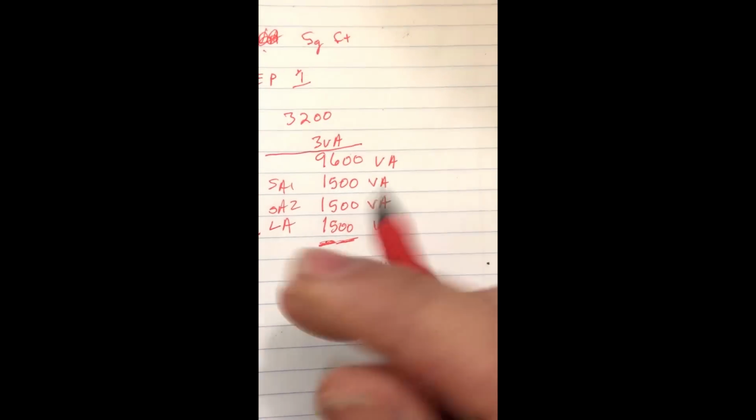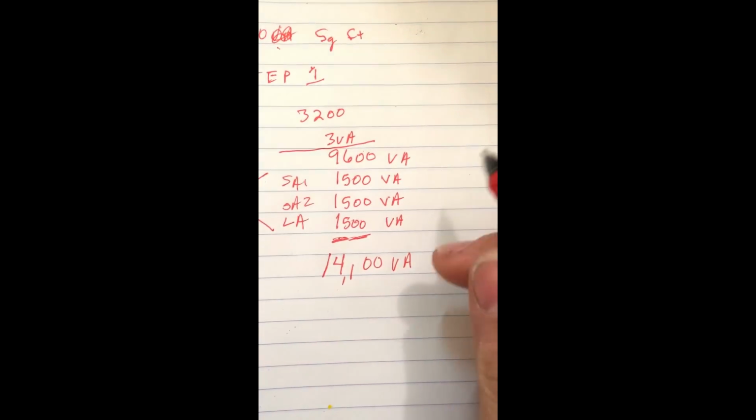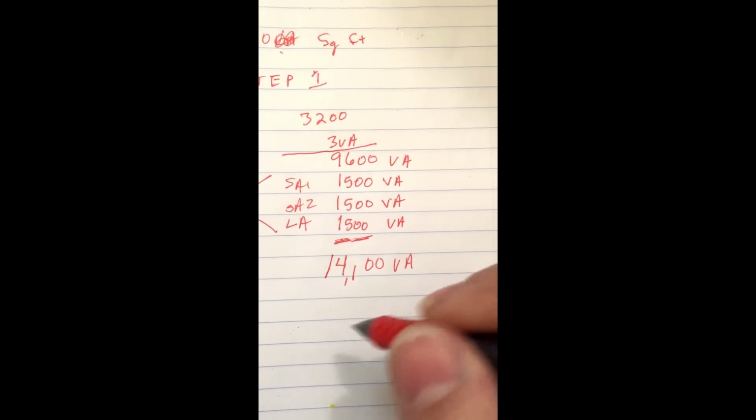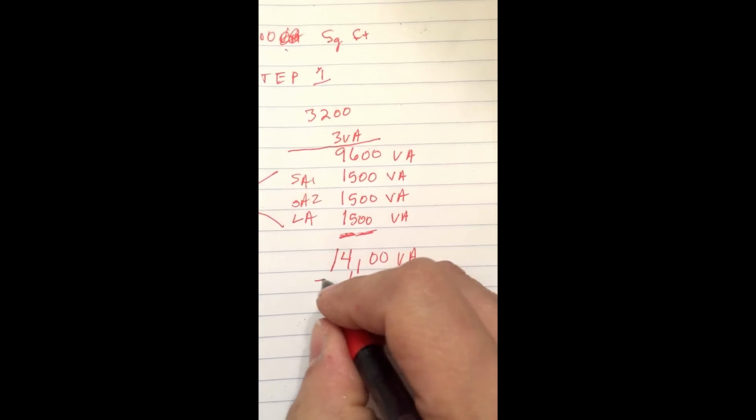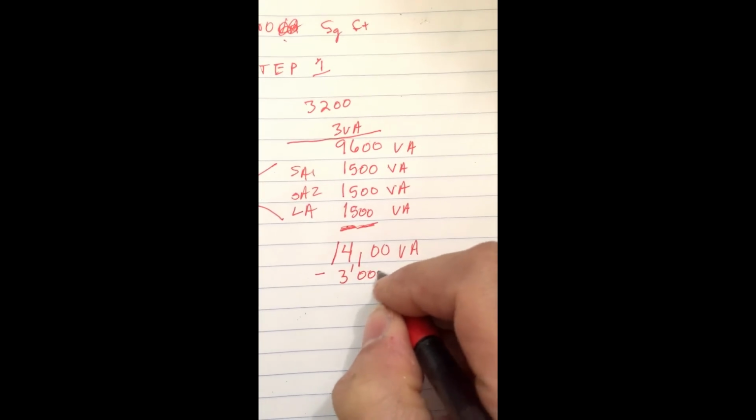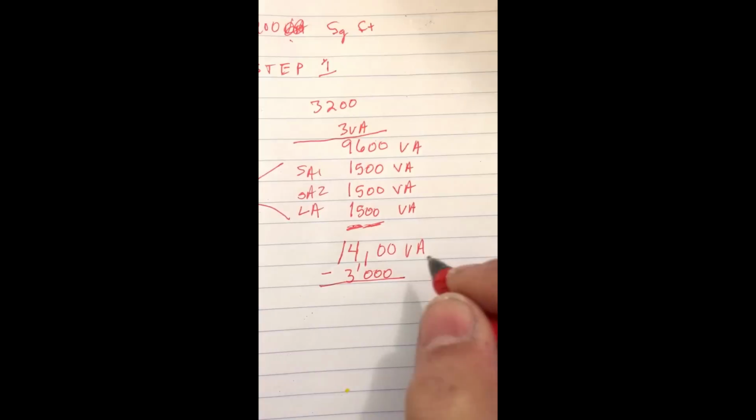Again, this is my fantasy land. This is assuming that everything in the house could possibly be on, and I know, and you know, that's not going to happen. So to get this down to something more reasonable, I'm going to take 3,000 of this number at 100%. Now, keep in mind, I'm not subtracting this 3,000 to get rid of it.